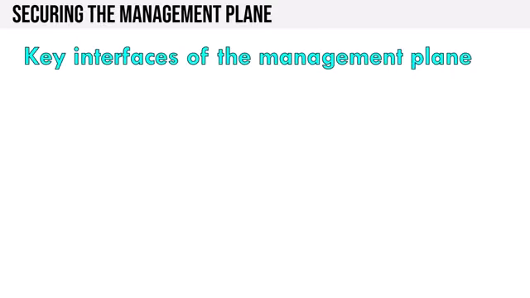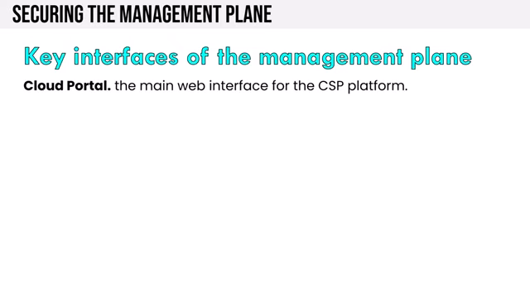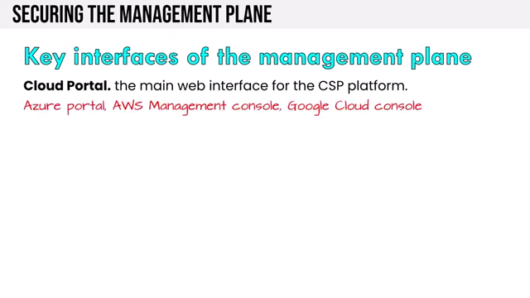So the key interfaces we're worried about include the Cloud Portal, the main web interface for the CSP platform, the Azure Portal, AWS Management Console, the Google Cloud Console.